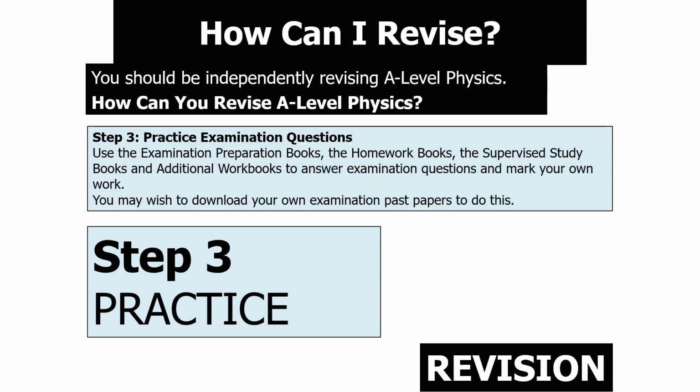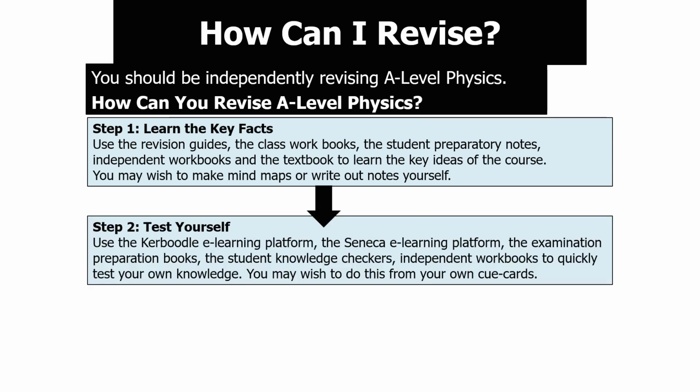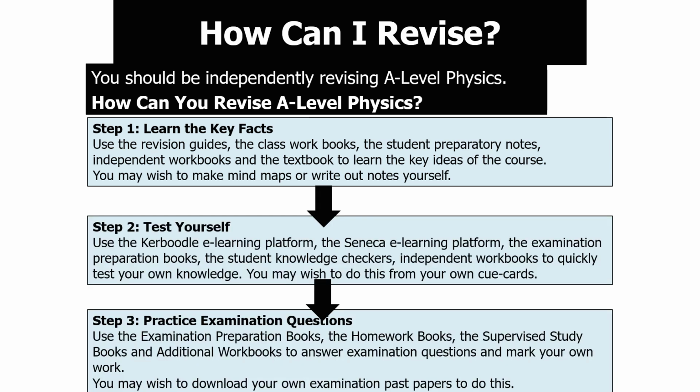And then finally, practice with examination style questions. So use exam prep books, homework books, study books, additional workbooks to answer exam questions and mark your own work. And you may wish to download your own exam past papers to do this. So in terms of how you should be revising your A-Level Physics, there are 3 steps. Step 1, learn the key facts. Secondly, test yourself. And then thirdly, practice examination style questions.